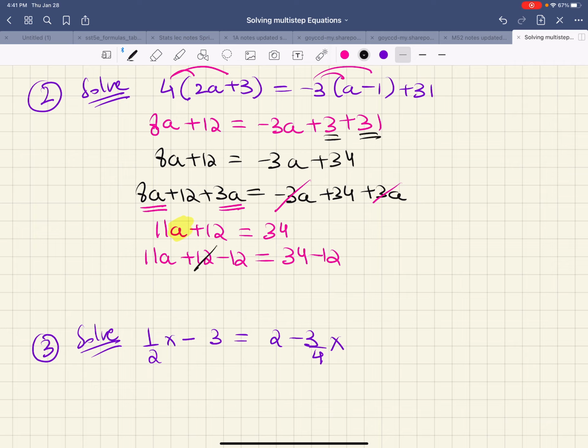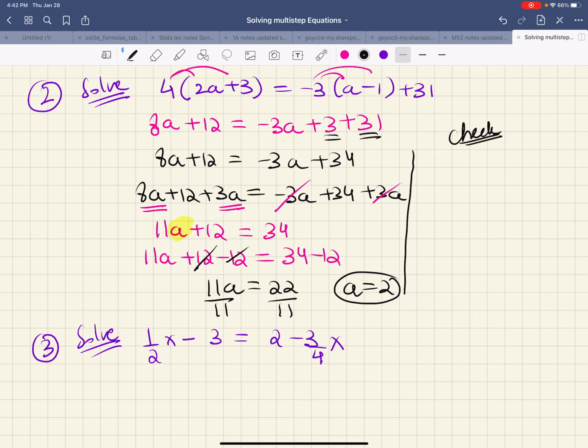And that will leave me with 11a equals 34 minus 12. 34 minus 12 is 22. And lastly, we are going to divide both sides by 11. a comes out to be 2. 22 divided by 11 is 2. And again, the check work. Make sure you check in the original equation, the one you started with.